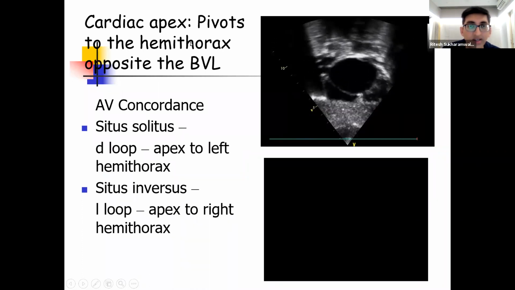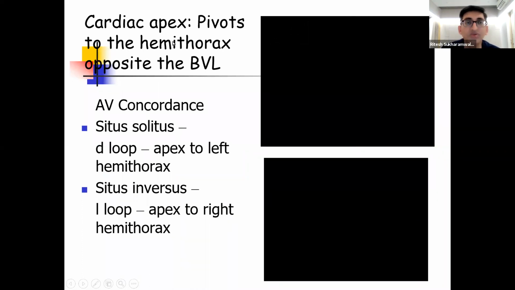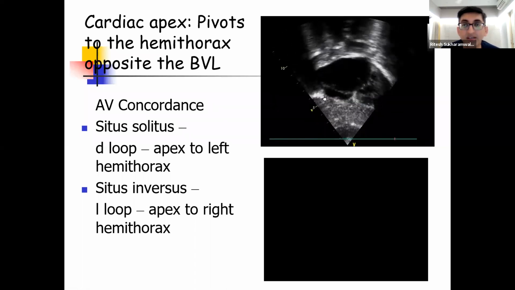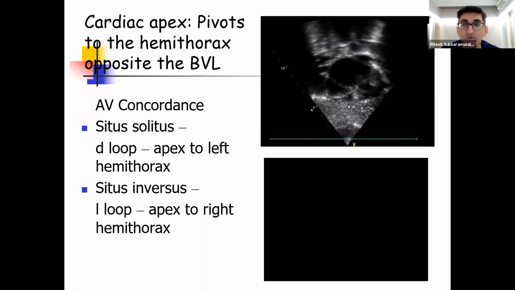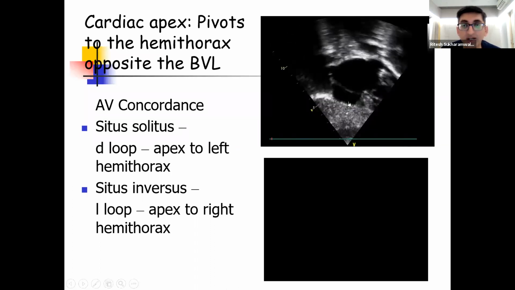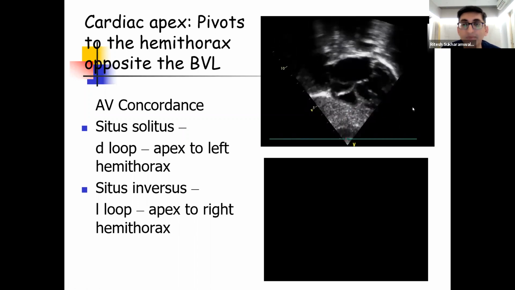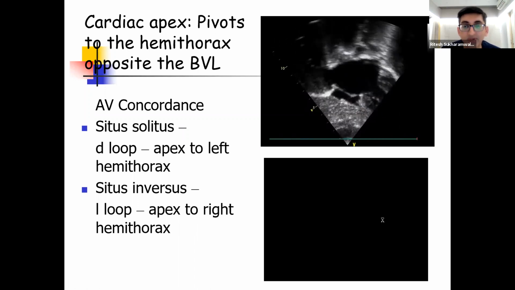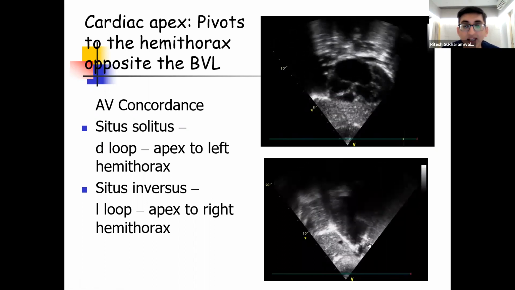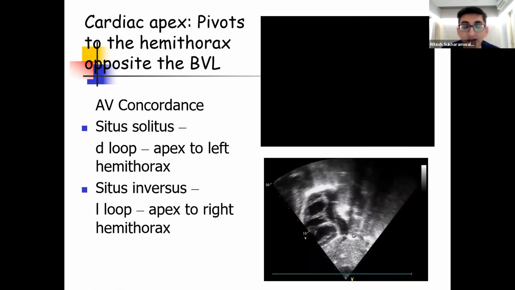What we call the cardiac apex is to the opposite of the bulboventricular looping. So when you have a right ventricular looping or a D looping, the apex is towards the left. Means in a normal case, what is the looping? It is a D looping. So when the looping is D looping or the right looping of the ventricle, the apex will be towards the left. But in case of situs inversus, there will be L looping, and hence the apex will be towards the right.